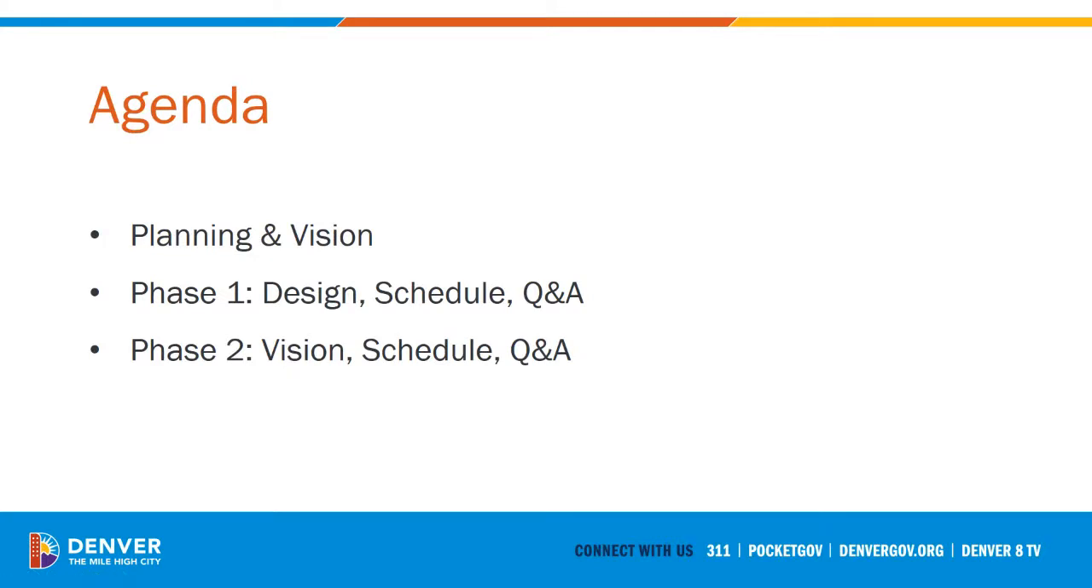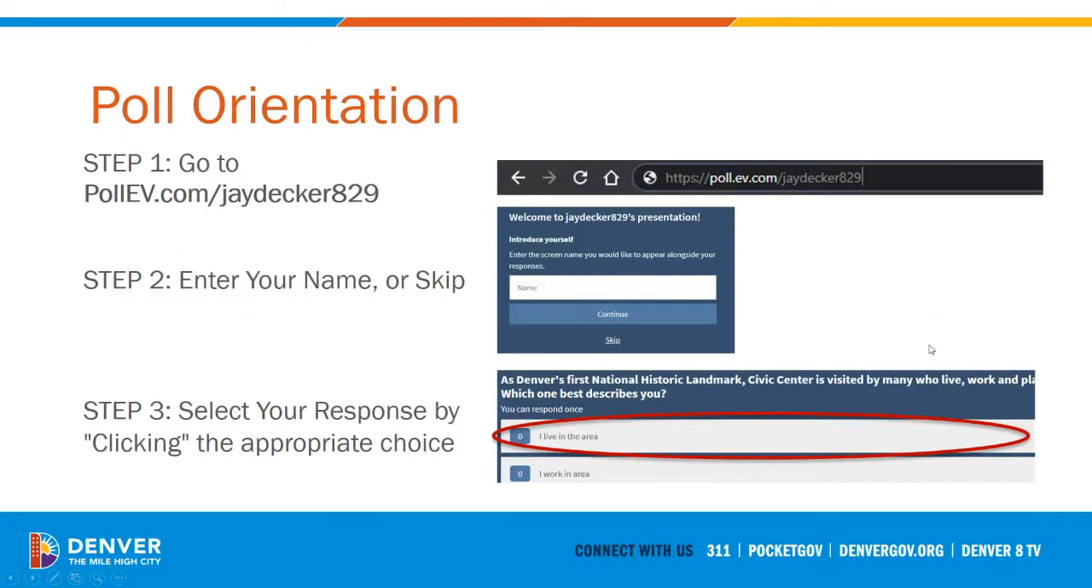So a quick overview of the agenda this evening. We are going to first cover the history and planning behind this project that really brought us to where we are today. We'll then jump into the details of what we call Phase 1, in terms of what the design looks like and what the schedule is. We'll then pause for some question and answers. Then we'll get into Phase 2 and talk again about the vision, the schedule, and again have more time for question and answers.